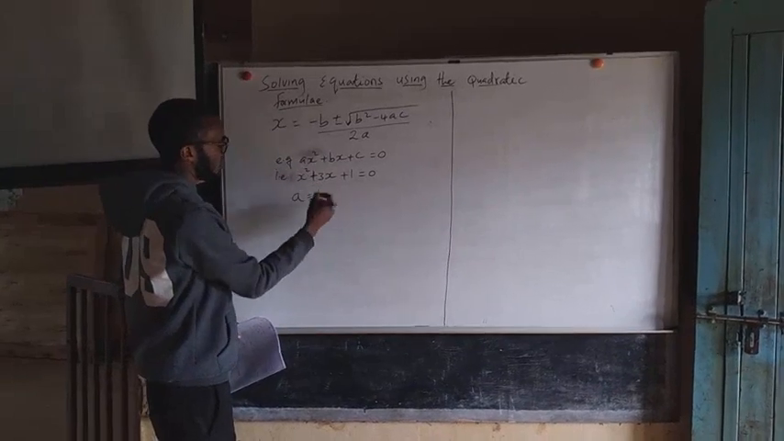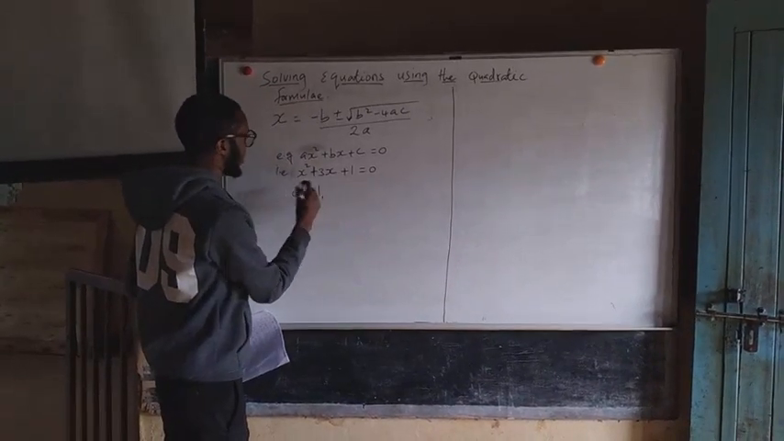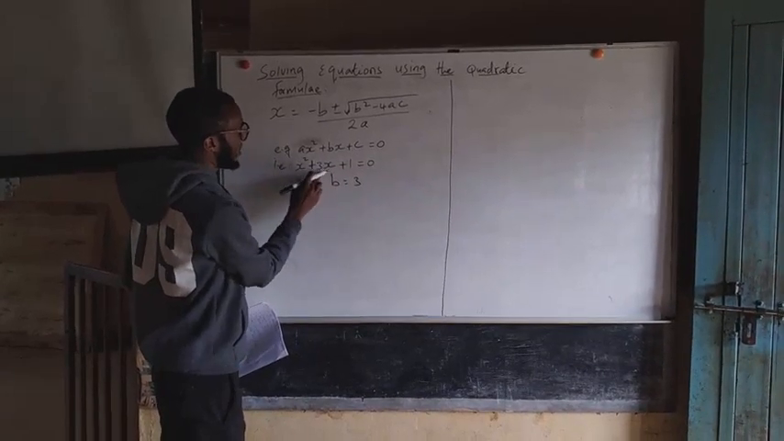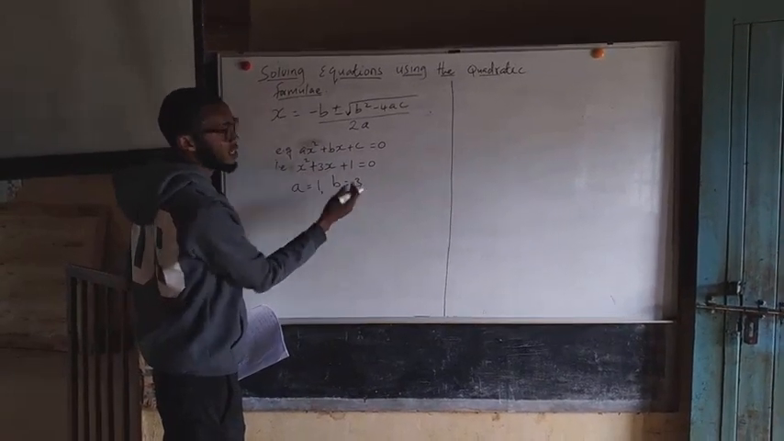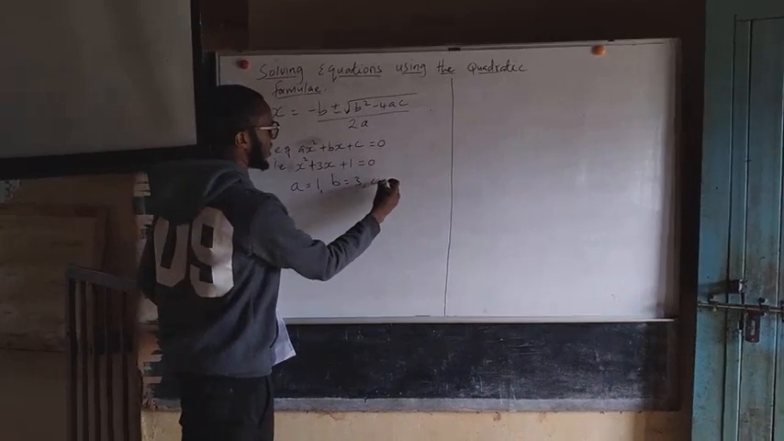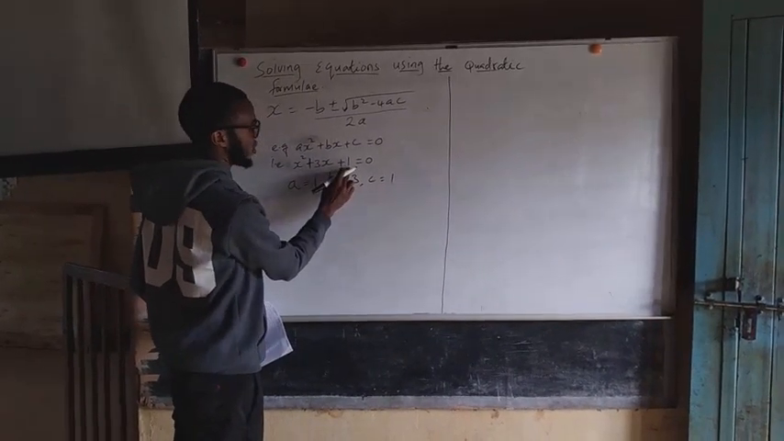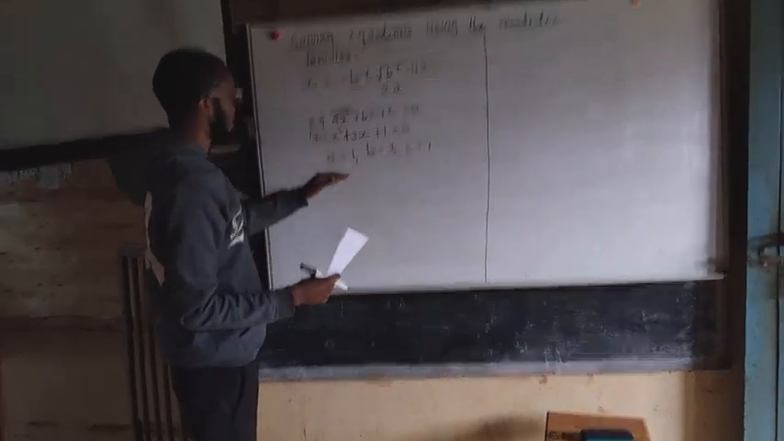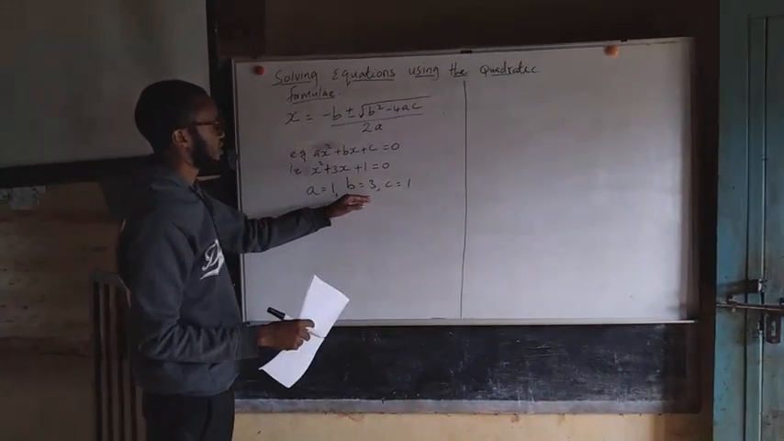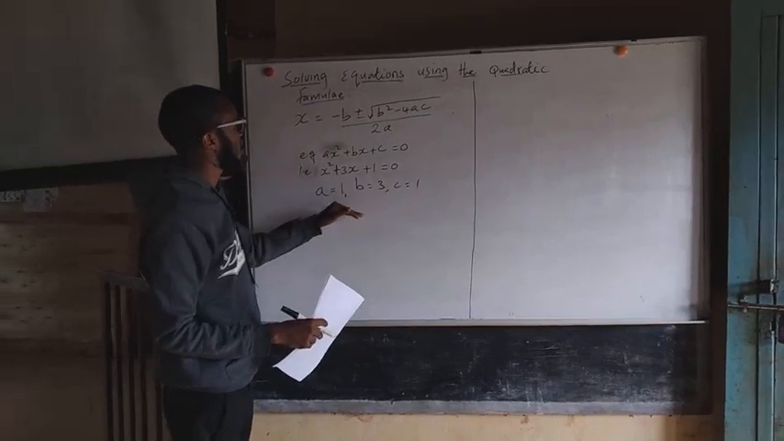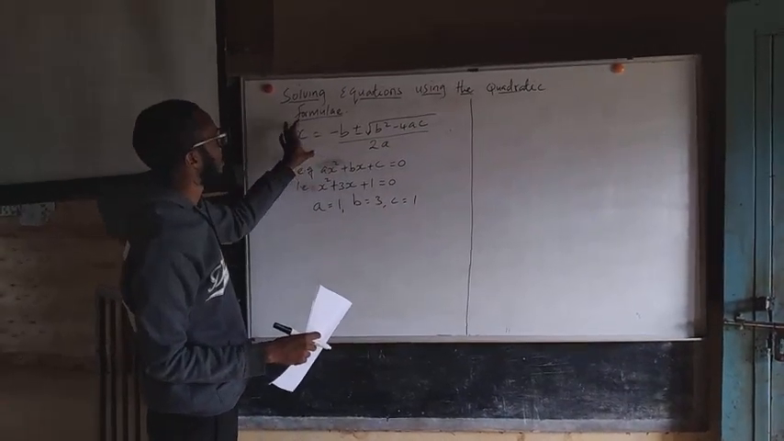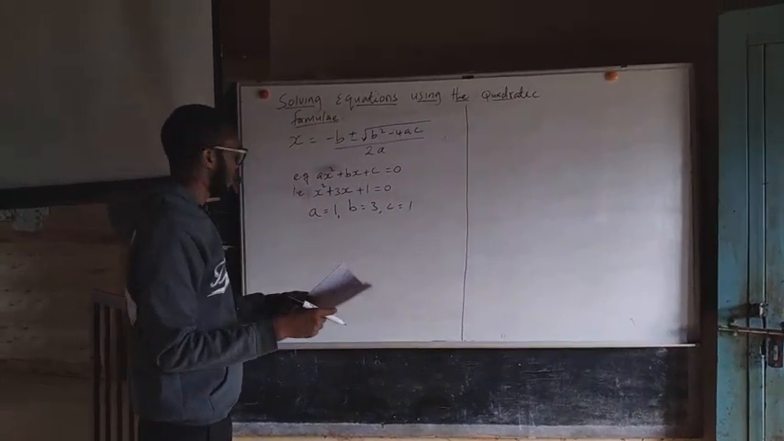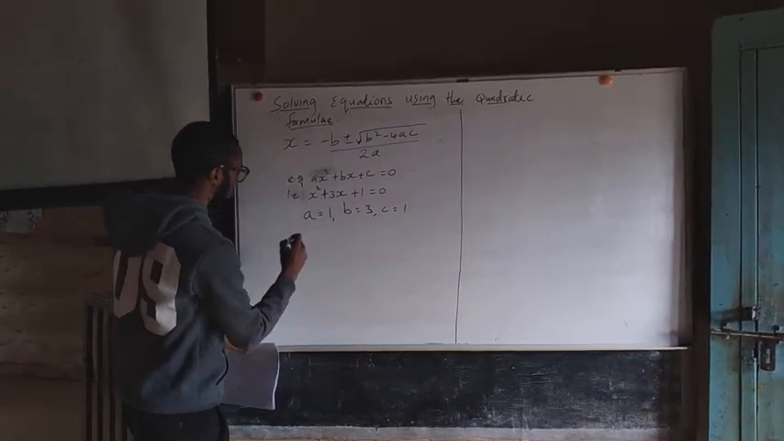Now the coefficient of x squared is 1, and then b is equal to 3. Remember, it is positive 3. You also take the sign, because positive 3 and 3 is the same. And then c is equal to 1, or positive 1, so we are also considering the sign. So now our a is 1, our b is 3, our c is 1. From here, we just replace them in this quadratic formula that we have here. So I want us to solve this one using the quadratic formula.